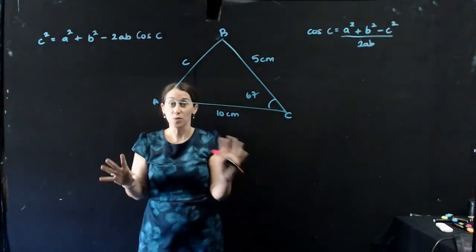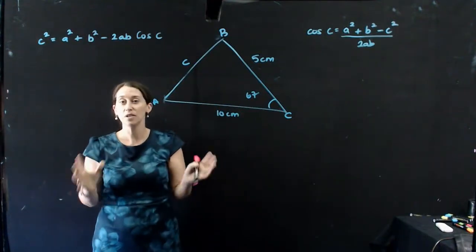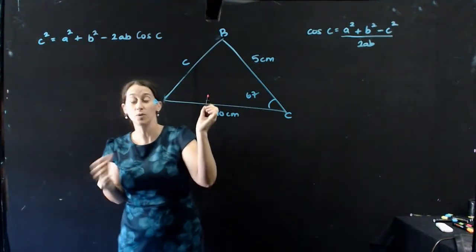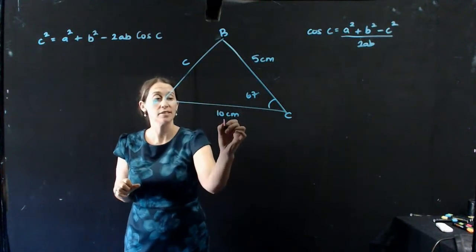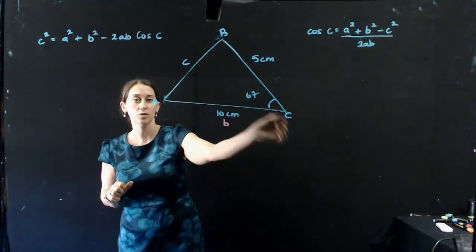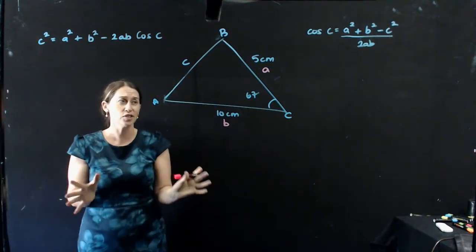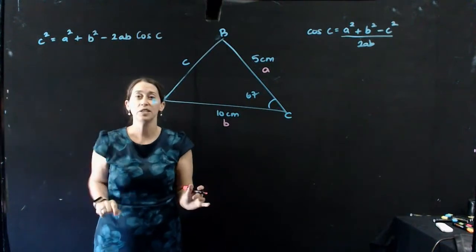Now in this case I don't need to adapt the formula because I've made sure that I'm going to find side C. So let's just understand that we know how to label. This would be side B, this is clearly side C because it's opposite angle C, and this is side A because it's opposite angle A. And I'm just going to substitute the values in to find C.